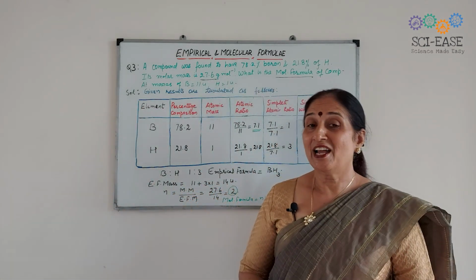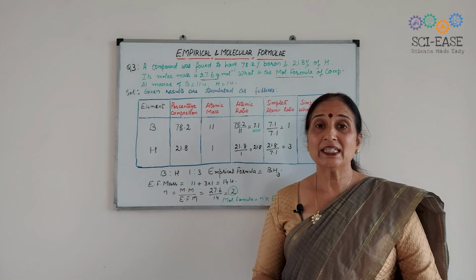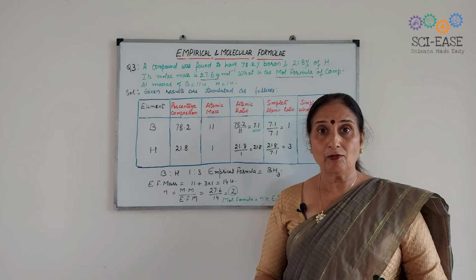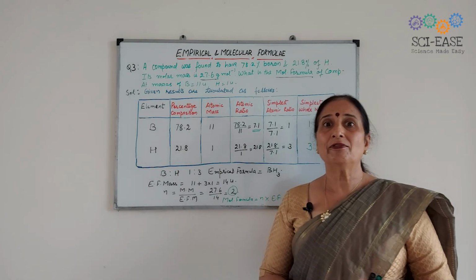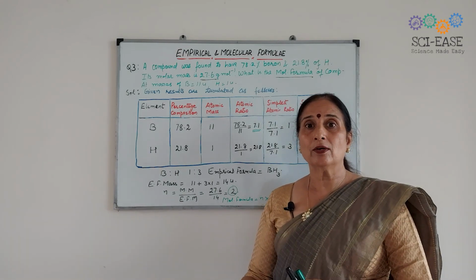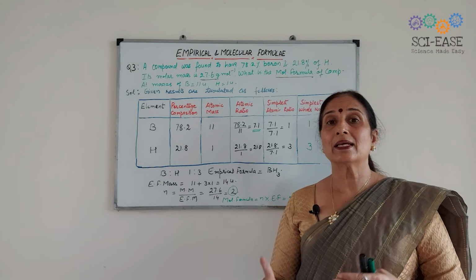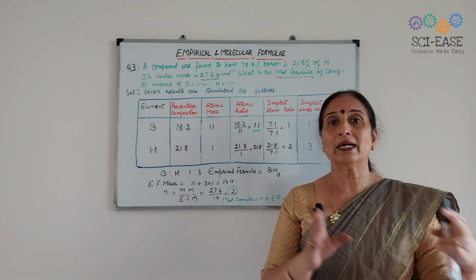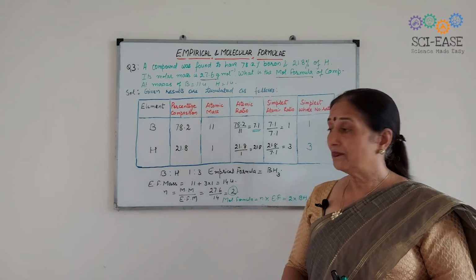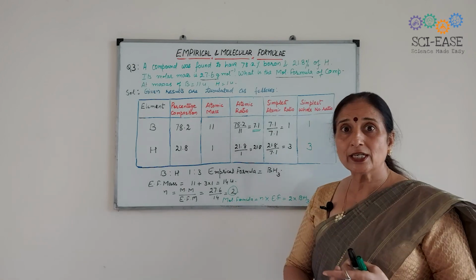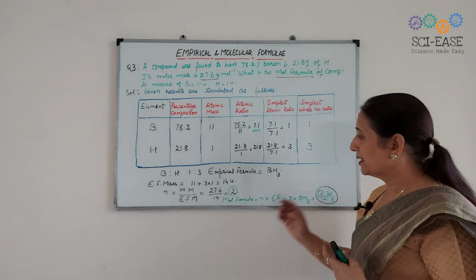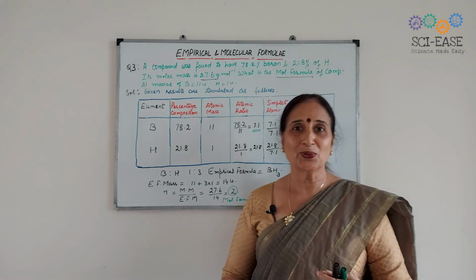So I have dealt with 3 types of the numerical. In the first numerical, we calculated only empirical formula. In the second numerical, we calculated both empirical formula and the molecular formula, but their N, that is equal to 1. So empirical formula is same as that of the molecular formula. But in the third numerical, here N is not equal to 1, it is equal to 2. So from that, how we can calculate the molecular formula, that I have also told you.